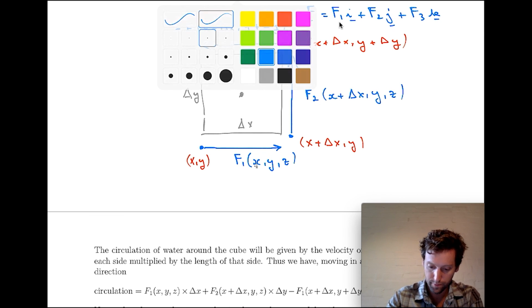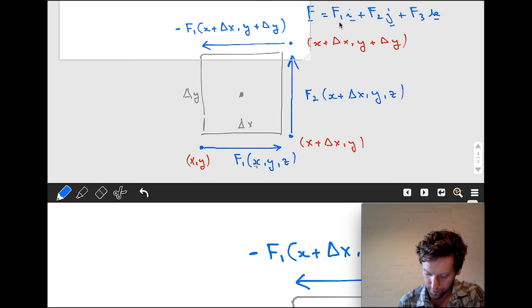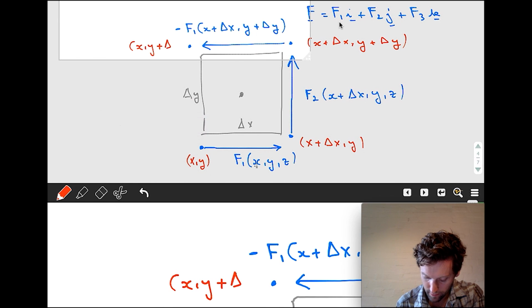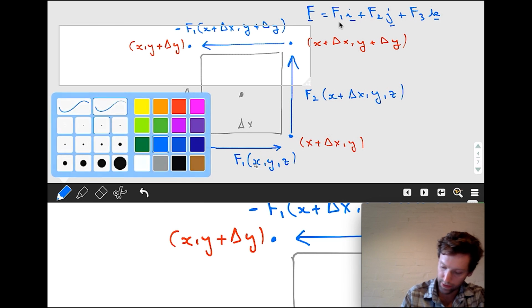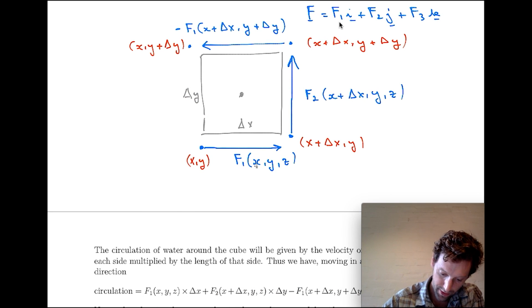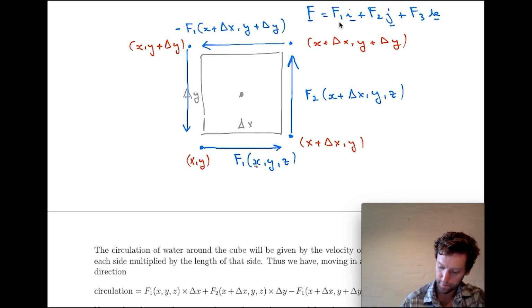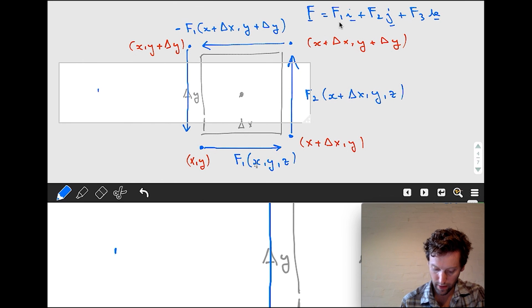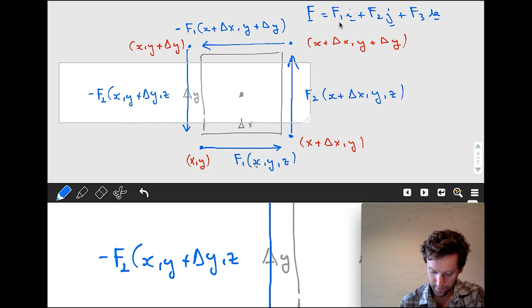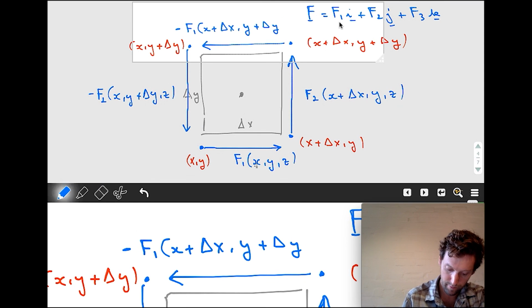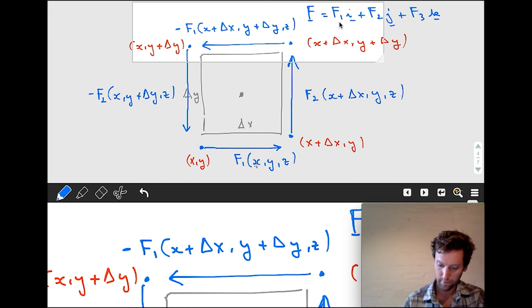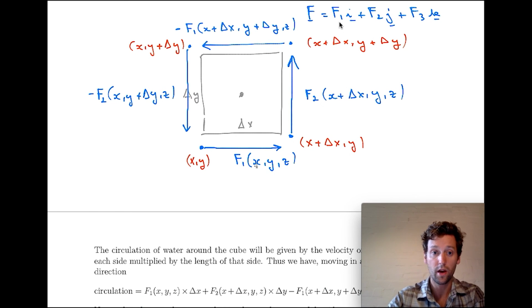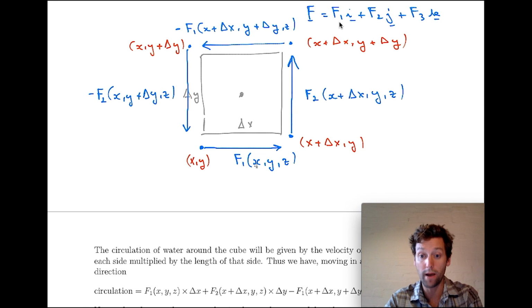Let's look at the next corner. Right here, this is the point x, y plus delta y. And I have a vector pointing in the negative y direction this time, so it's pointing back towards my starting point. And that vector is given by minus F2 at x, y plus delta y, z. Let's add a z in here. Again, we've got a minus sign there because I'm asking what is the component of the flow in the minus y direction. That's going to be given by minus F2.